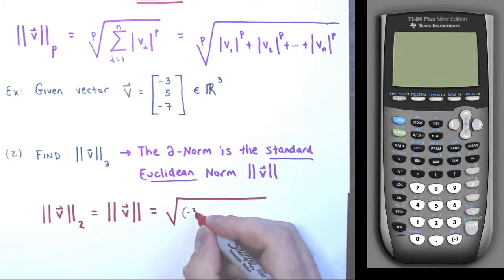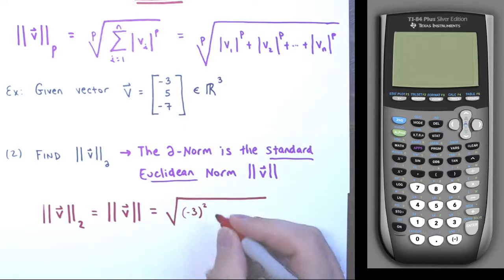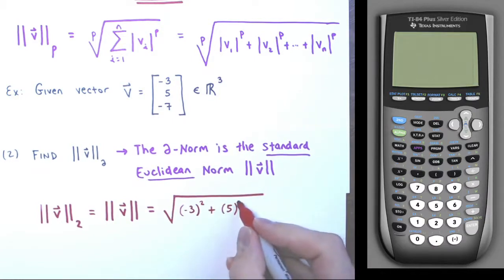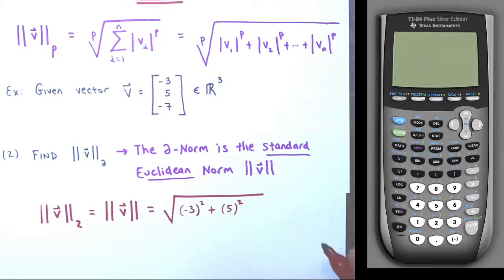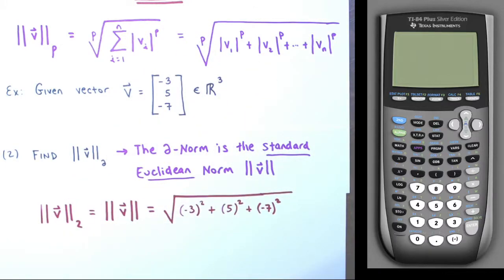So I'll just take -3. Now you could put the absolute value of -3, totally fine, but squared will make it positive anyway. Plus 5. Again, if you want to write the absolute value of 5, that's fine, but it's getting squared, so it's going to be positive anyway. Plus, the same thing, you could put the absolute value of -7 or just 7, but that's being squared, so it's going to be positive anyway. So you see this 2 norm in the p norms is exactly the same as the norm I was talking about earlier in R2 and R3.